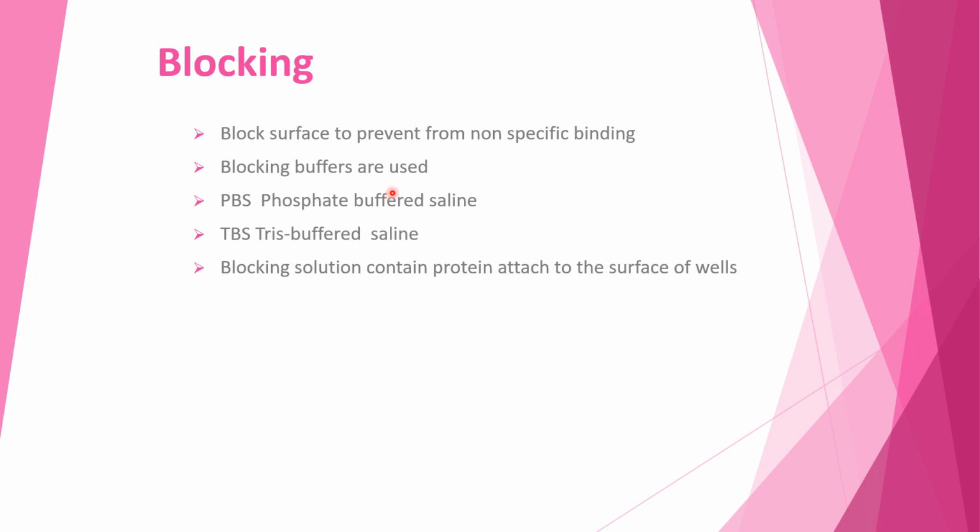The next one is blocking. Blocking is used to prevent the surface of the wells from non-specific binding. For this, the blocking buffers are used. These blocking buffers are PBS, phosphate buffered saline, TBS, tris buffered saline. Blocking solutions are made up of proteins which attach to the surface of the wells to prevent the surface of the wells from non-specific binding after antigen or antibody complex formation.